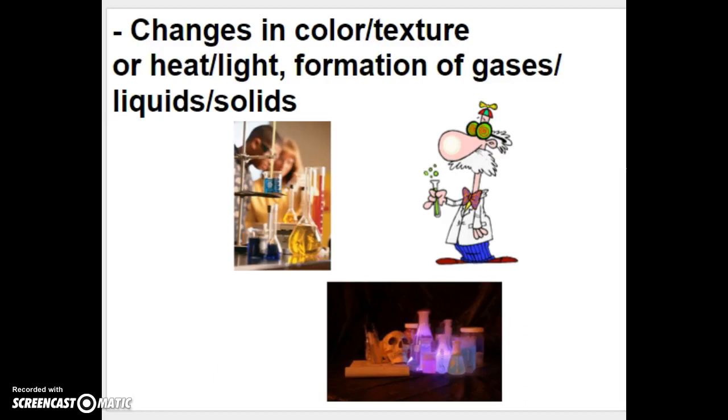Chemical reactions, you'll know when they occur because you'll get a change in something that's happening. You can get a change in color or texture. Sometimes heat or light may be formed or be taken away. Sometimes you'll get bubbles, the formation of gases. You can get solids that turn into liquids and liquids that turn into solids with different chemical compositions. That's a chemical reaction. Change has occurred.